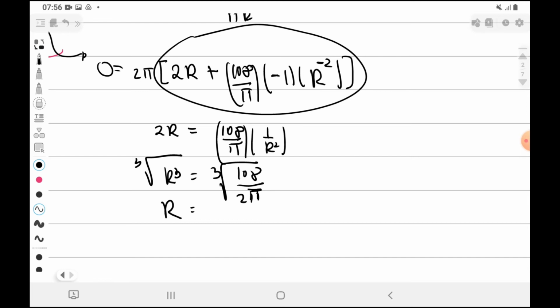So we will have 108, and we'll have a value equal to 2.580. So r is equal to 2.580. This is the value of our r.